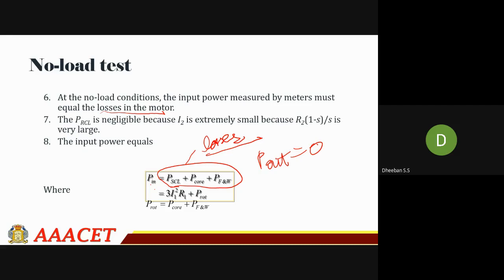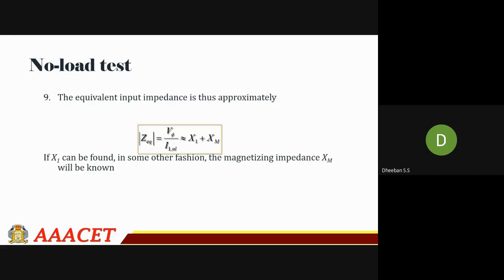Your rotor copper loss is negligible, as the I2 value is very small. Only if you connect a load will there be a flow of I2. If you are not connecting any load, the I2 value will be very low. So the input power will be equal to P core plus the friction and windage losses. The equivalent input impedance is approximately Z equivalent equal to V phase by I1 no load. So this X1 can be found from the magnetizing impedance XM.